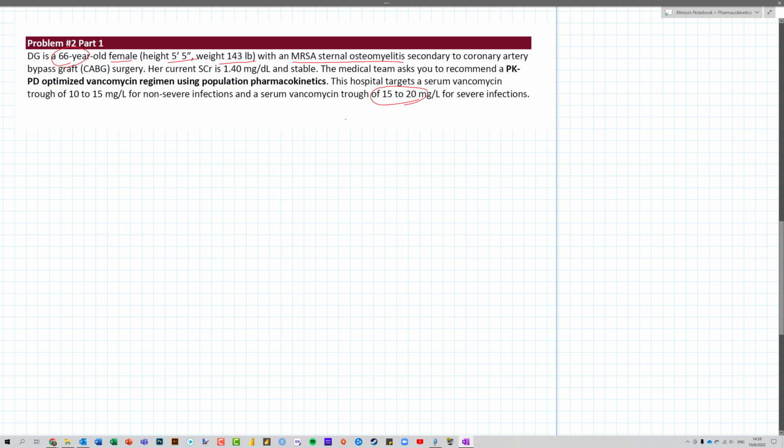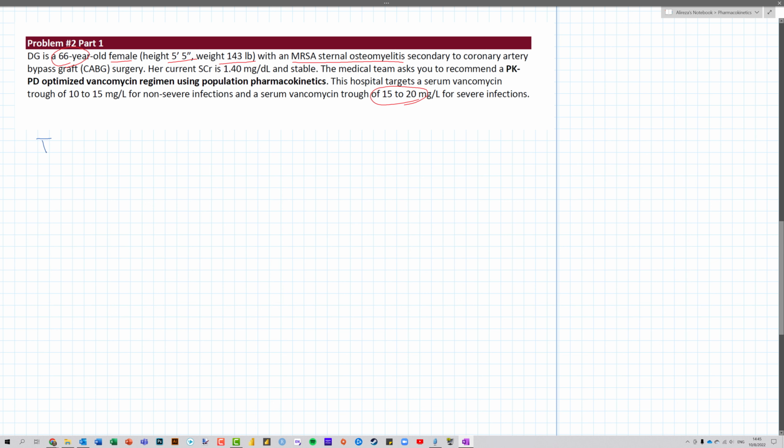So we want to go for 15 to 20 per this hospital's protocol. I'm not saying that 15 to 20 is the right target for this infection, but if the hospital has a protocol for this type of goal for trough, then that's what we are doing for this problem. So again, let's do the basics first. For this patient, the weight is given in pounds, so we need to convert it to kilograms.